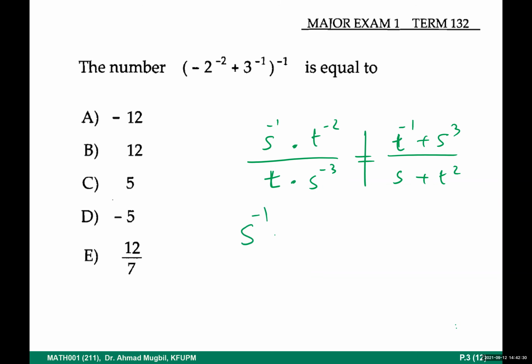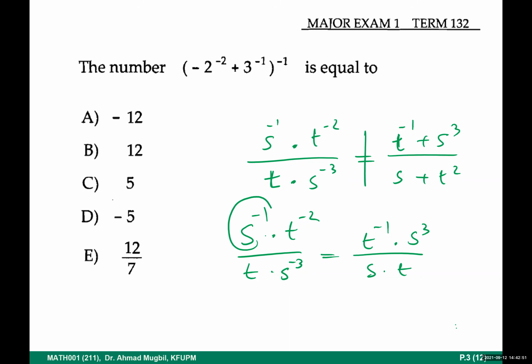So when you have s to the power -1 times t to the power -2 over t times s to the power -3, this is correct. If you said that this is t to the power -1 times s to the power 3 over s and t, or you can bring them down or up, whatever, this is true when they are factors, because you are just applying the rule that says this is 1 over s, this is 1 over t to the power 2, and so on. So don't do it this way, shabab, because look here.